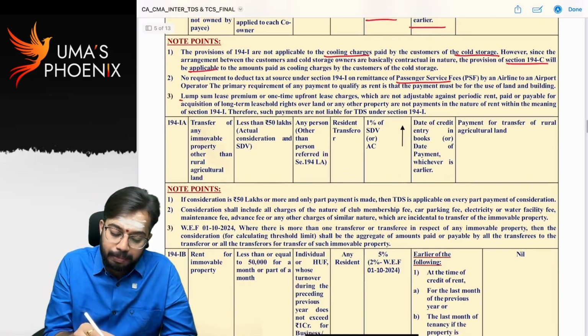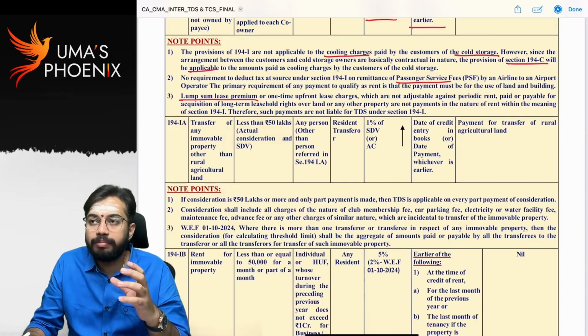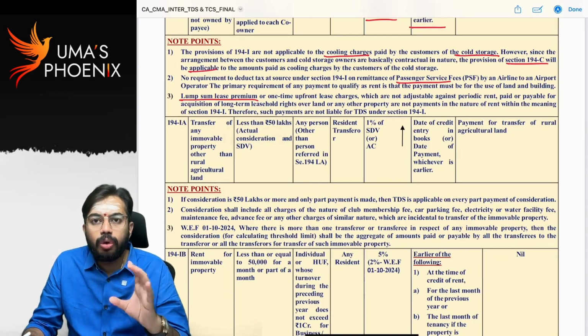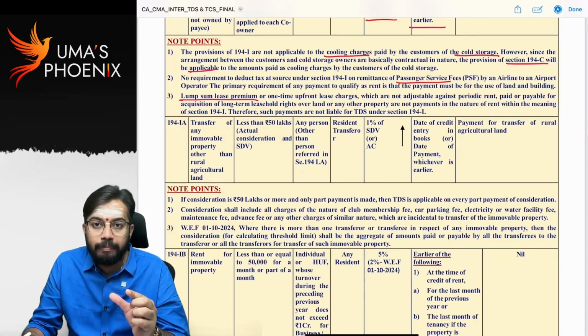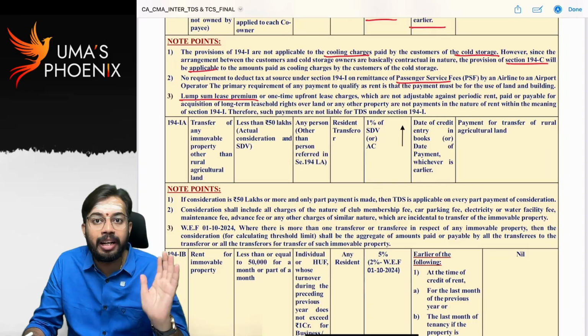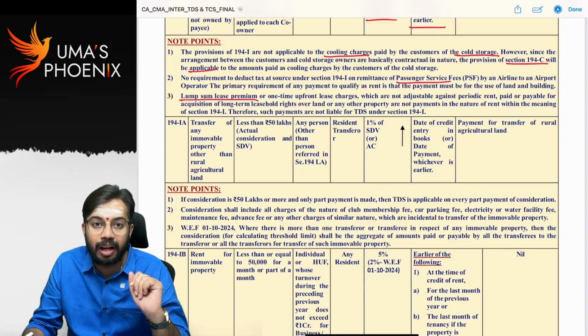Next, lump sum lease premium. If any lump sum lease premium is paid with regard to a house property, then it will be accounted as per lease accounting. After the lease period is over, if the house property goes to the owner, it amounts to a finance lease, or it amounts to hire purchase. In those cases, if any lump sum amount is paid initially, it does not amount to a rent contract, and TDS is not required to be deducted under section 194I.